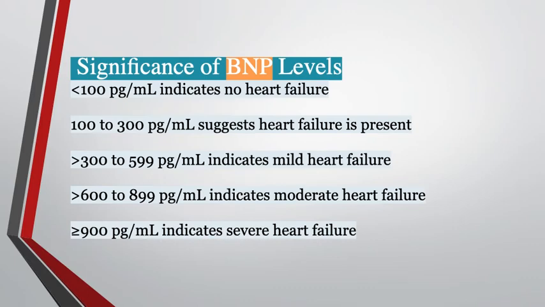Now you need to know the BNP levels. This is a box that came out of your textbook. So BNP of less than 100 indicates no heart failure. 100 to 300 suggests the presence. Greater than 300 to 599 is mild. 600 to 899 is moderate. And greater than or equal to 900 is going to be severe.